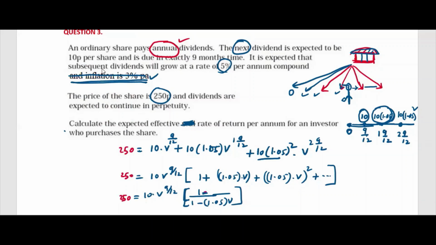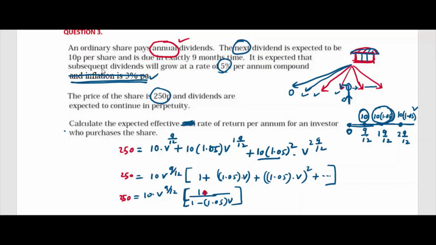So if you solve this question, because you don't know V here, you'll get V. That's all. So how can you solve this without knowing V? One method is interpolation here. Because V power 9 by 12 is coming, you have to use interpolation. Do you have any other method?